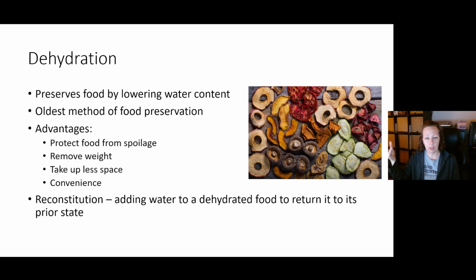So examples of foods that are convenient and can be reconstituted would be dehydrated potatoes, dehydrated milk, soup mixes. Raisins would also be a convenience food, right? We don't usually rehydrate those. Instant coffee would be another one: it's a coffee that has been dehydrated, add water, and it is rehydrated and reconstituted, and then you drink it.